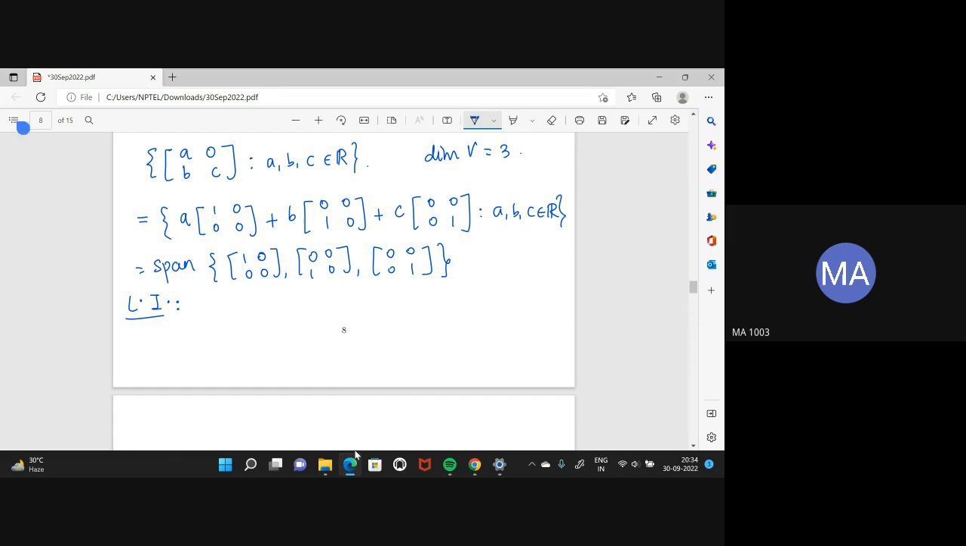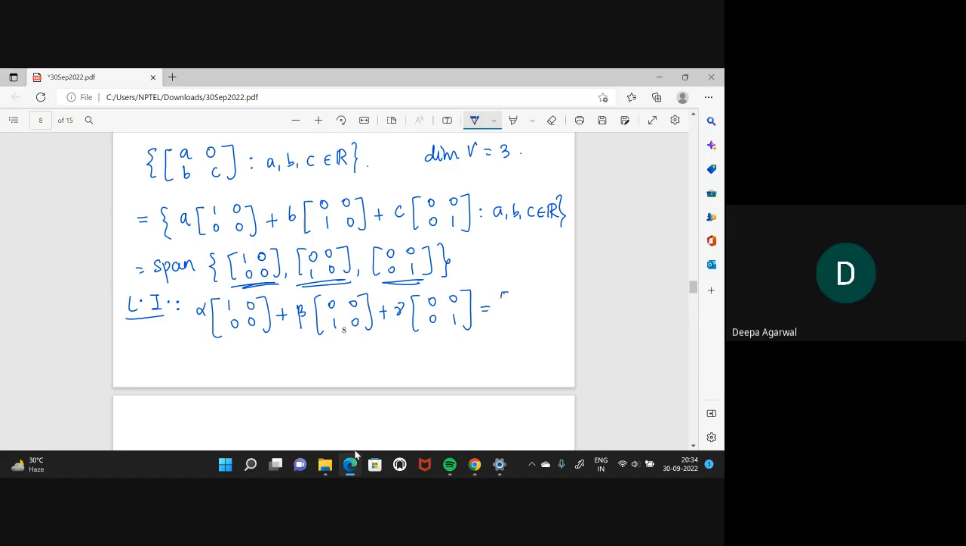If you had 3 vectors in R3, 4 vectors in R4, then you form a matrix. But this is not that; this is a vector, this is another vector, this is another vector, right? You shouldn't find the determinant of these matrices. You should go by the definition. Alpha times the first vector plus beta times the second vector plus gamma times the third vector is equal to the zero vector. What is the zero vector of this vector space? The zero matrix, 0, 0, 0, 0.